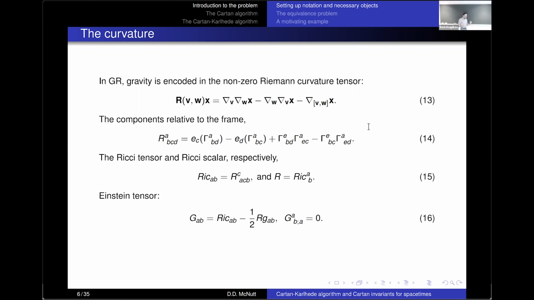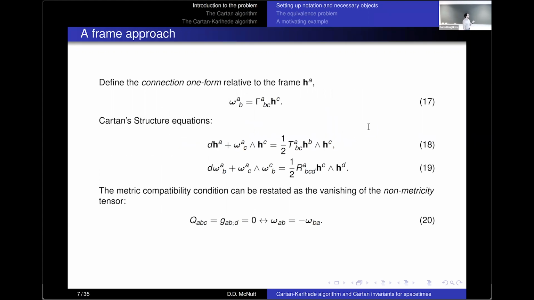And because I'm talking about spacetimes and GR, I feel like I'm obligated to introduce the Einstein equation here in equation 16. So if we set it equal to an appropriate stress energy tensor, we have the Einstein field equations, and we can look at solutions to this that we think would describe the world according to general relativity. I won't say much more about that for now, because I want to go to a frame approach.